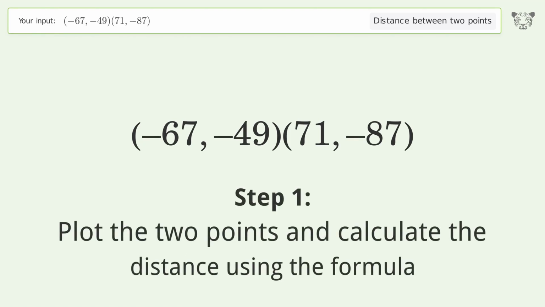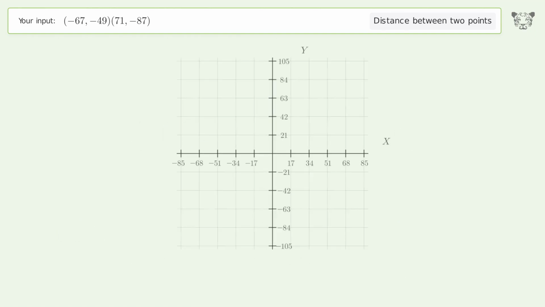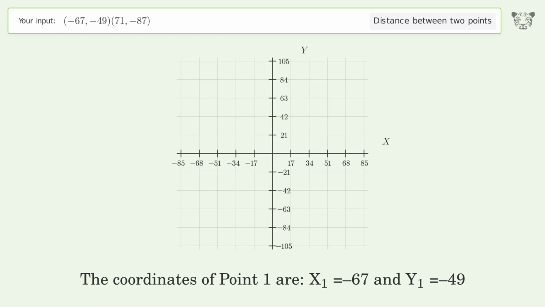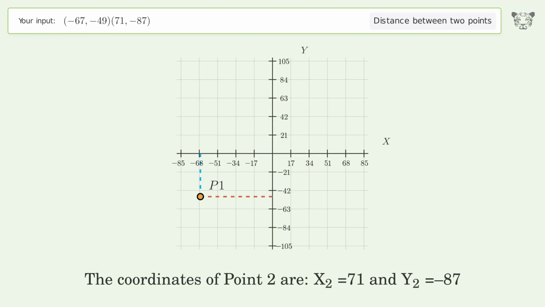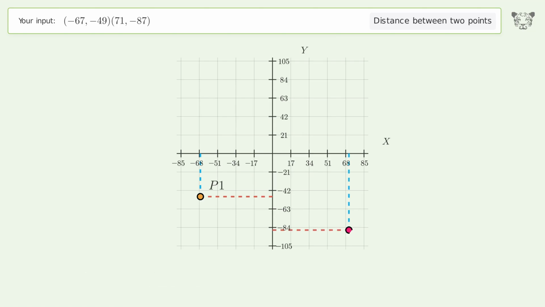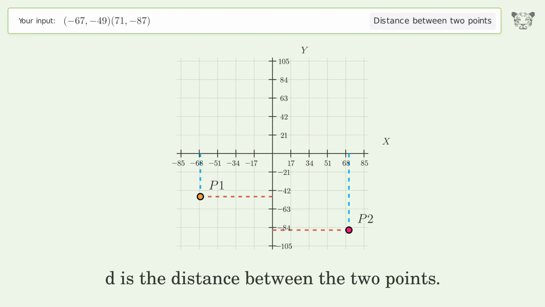Plot the 2 points and calculate the distance using the formula. The coordinates of point 1 are, x1 equals -67 and y1 equals -49. The coordinates of point 2 are, x2 equals 71 and y2 equals -87. D is the distance between the 2 points.